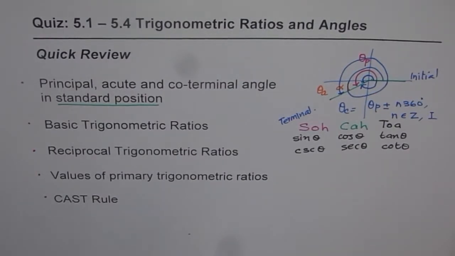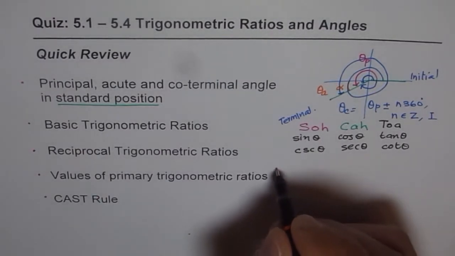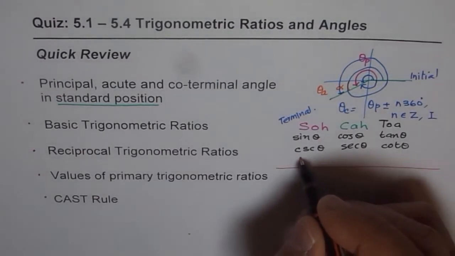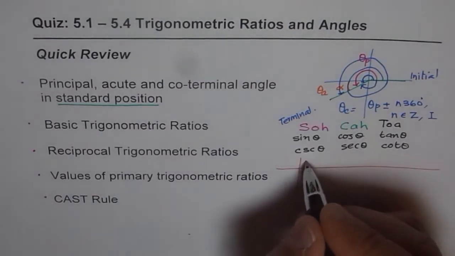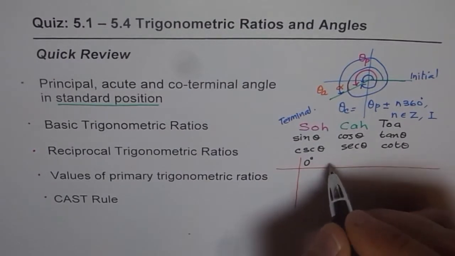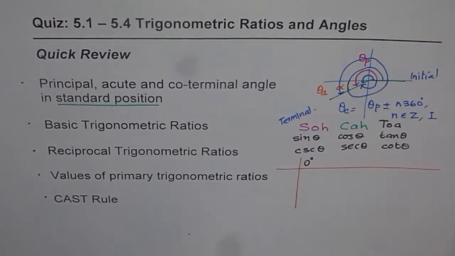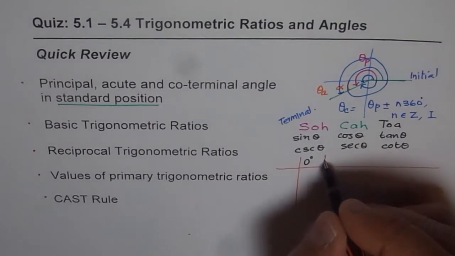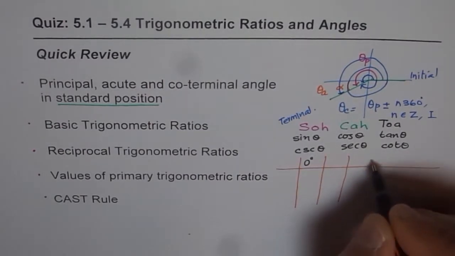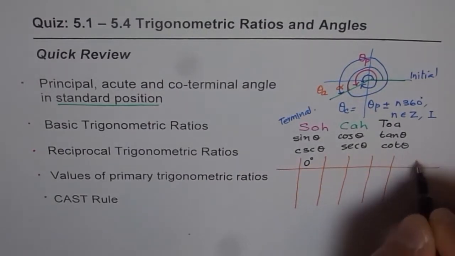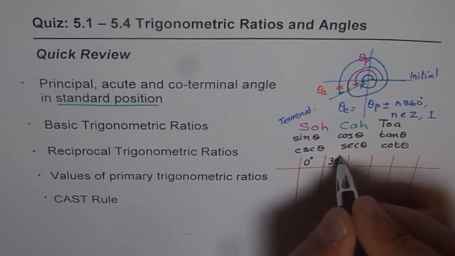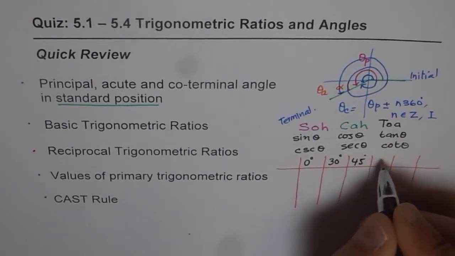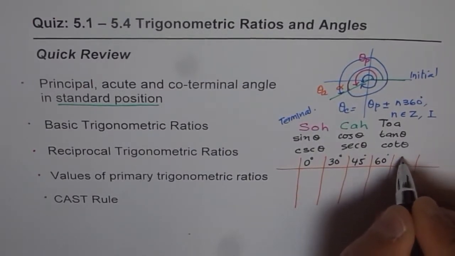Now when we are considering values of these ratios, the critical values we really are interested in are basically 0 degrees. Let me write down the values we are normally looking for. So we have standard triangles, which give us the values. The angles will be 0 degrees, 30 degrees, 45 degrees, 60 degrees, and 90 degrees.